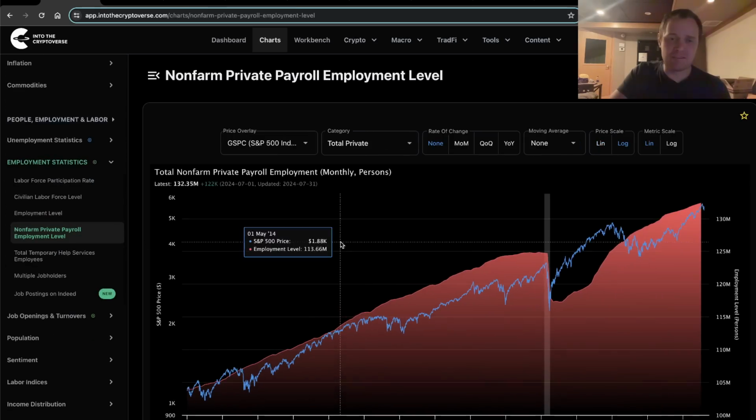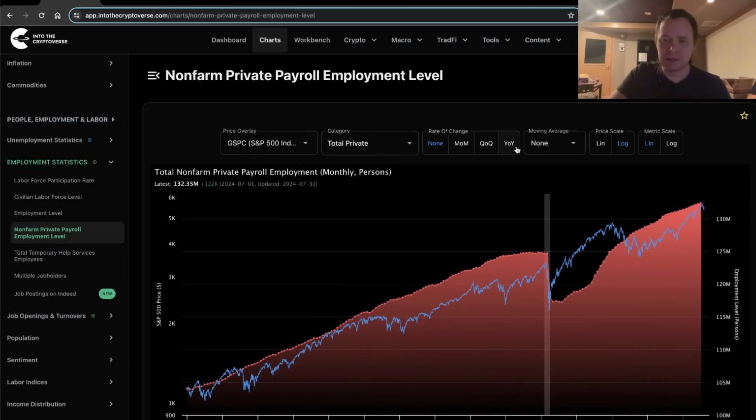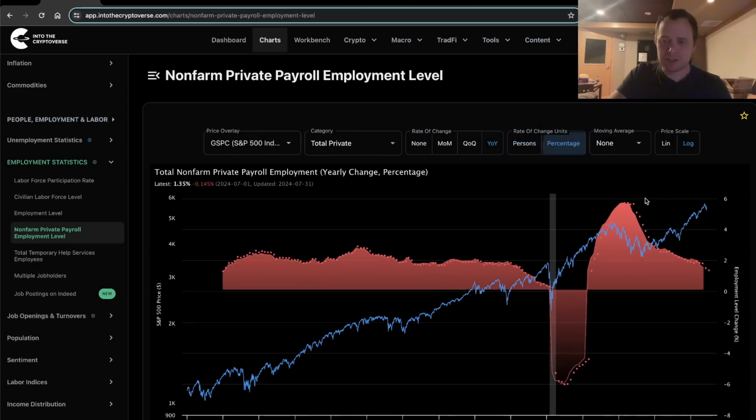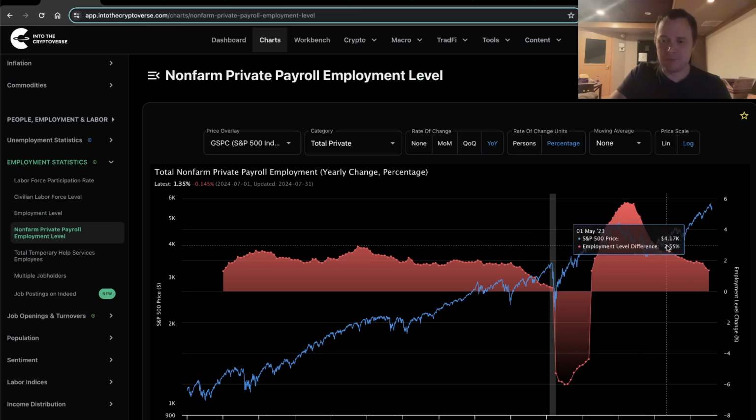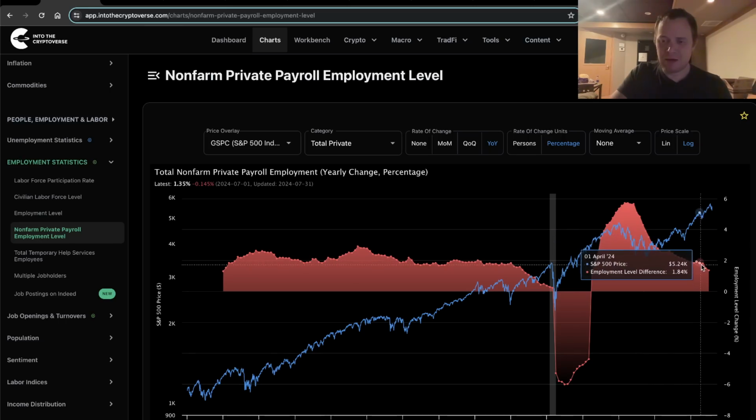You also have non-farm private payroll employment level. Year over year percentage change shows that it has been dropping pretty steadily up until maybe a couple of months ago, and then perhaps it started to accelerate a little bit. The year over year percentage change is now down to 1.35%.